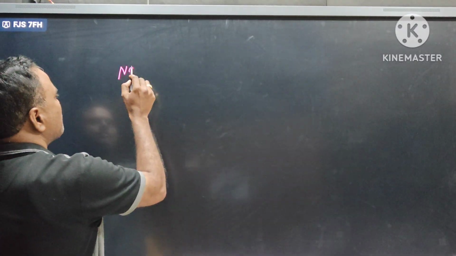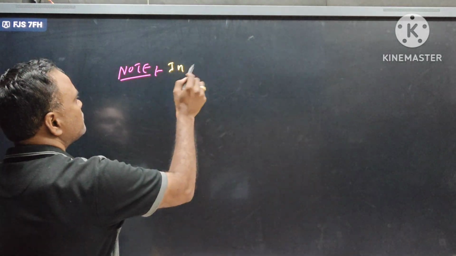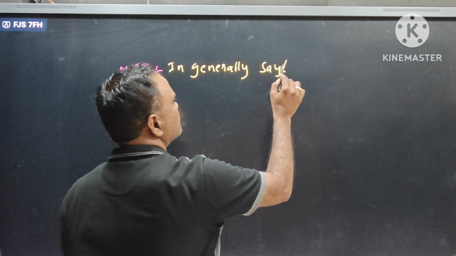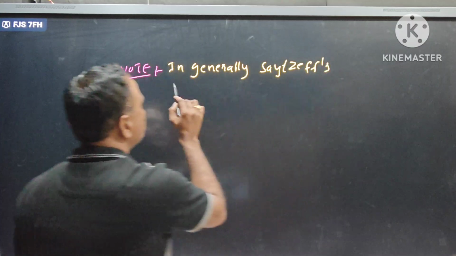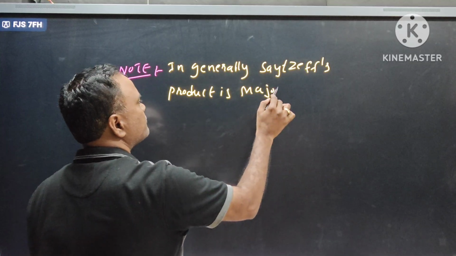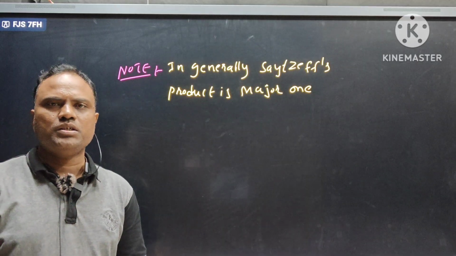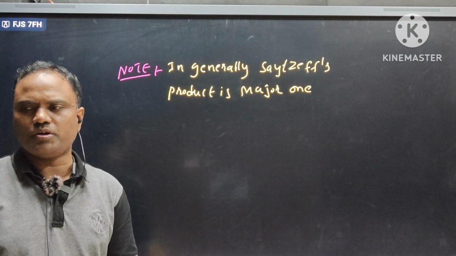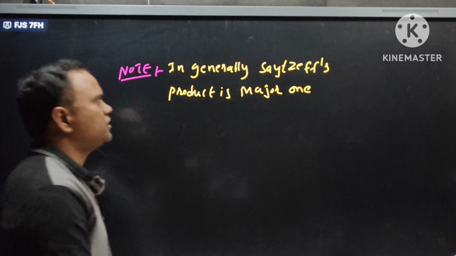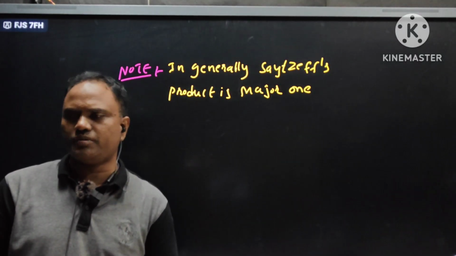Note down one word. In general, Saytzeff's product is the major one. In an elimination reaction, which is the major one? Saytzeff's product is the major one, right? So in general, which alkene is the major one? The alkene with more number of alpha hydrogens is the major one, right?